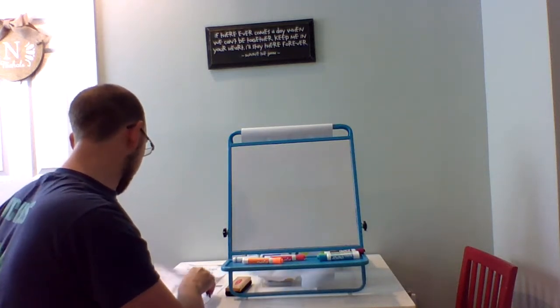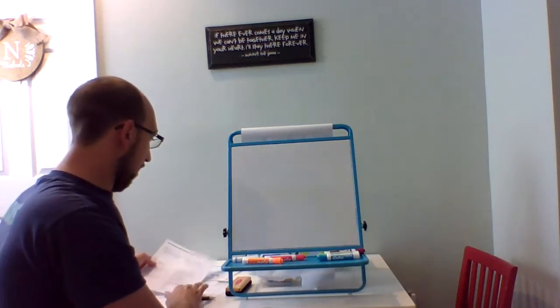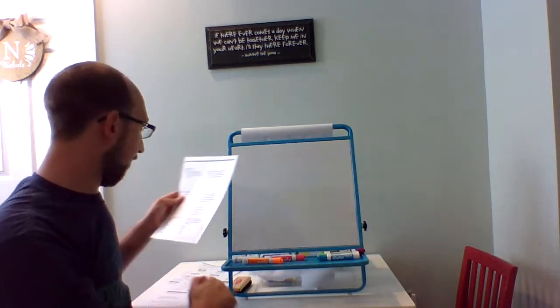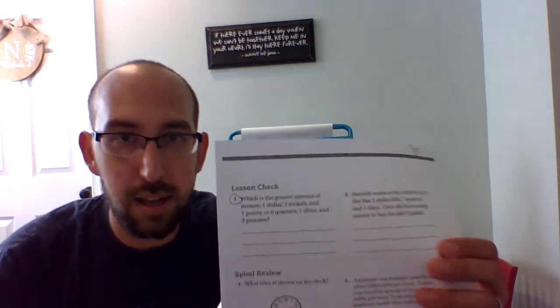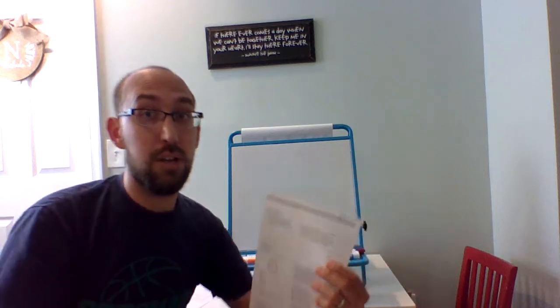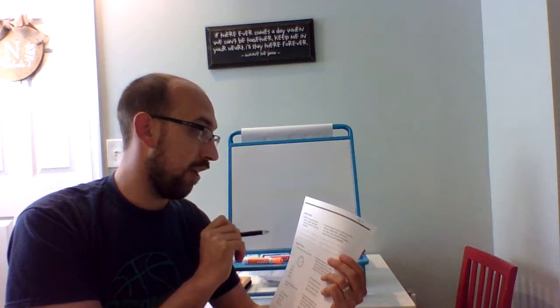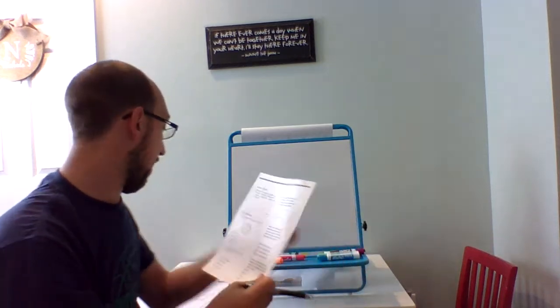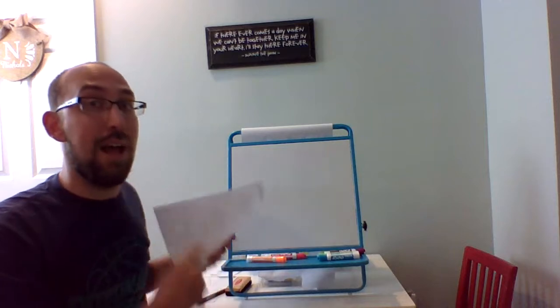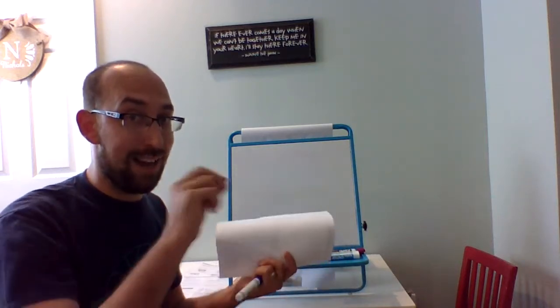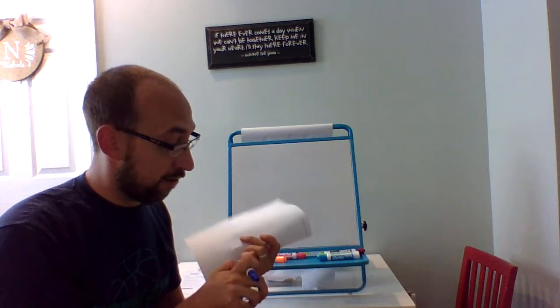All right. The next one is going to be the next page in that packet. It looks like this. It's still a comparing money question. This one doesn't give you the coins. You're going to have to draw the coins just like we just did and put the values inside. So it says which is the greater amount of money. And then it gives you two amounts: $1, 3 nickels and 1 penny, or 6 quarters, 1 dime, and 3 pennies. So I'm going to do the exact same thing. I'm going to draw it first, count on underneath, and then compare those values.